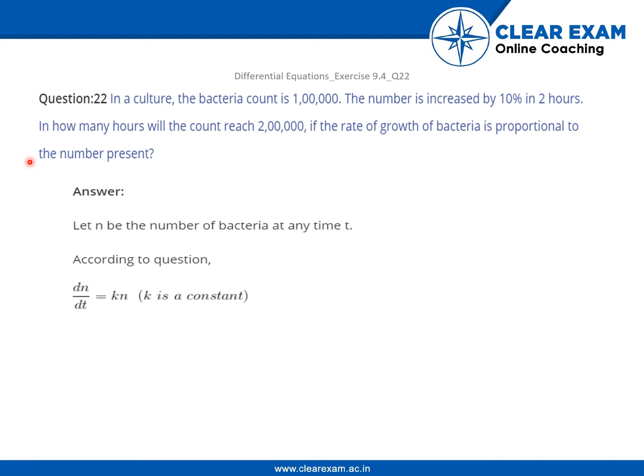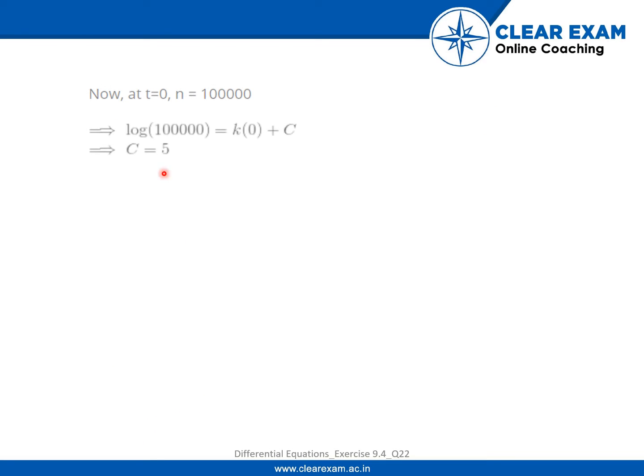Let's see. So let n be the number of bacteria at time t. According to the question, dn by dt is equal to kn, where k is a constant. So integration of dn upon n is equal to integration of k dt. So log n is equal to kt plus c.